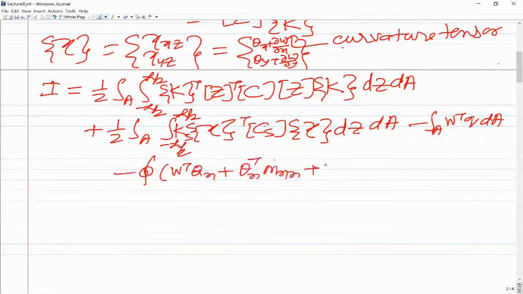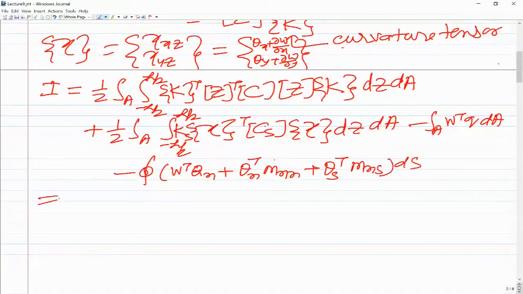Mnn plus theta s transpose Mns ds. So now if you look at this integration of z transpose C into z through the thickness, it would be in terms of E s cube upon 12 (1 minus nu square) and nu E h cube upon 12 (1 minus nu square). So those kinds of integrals you will get.